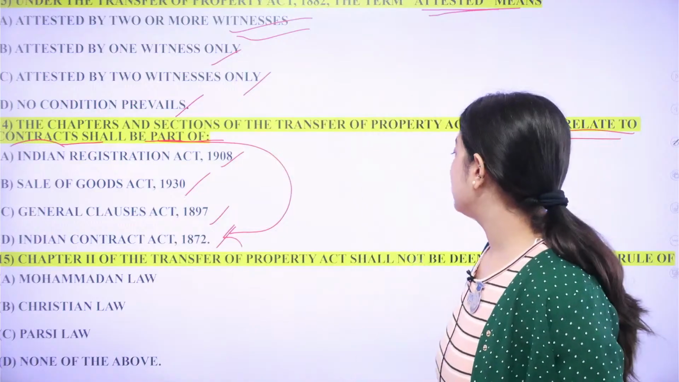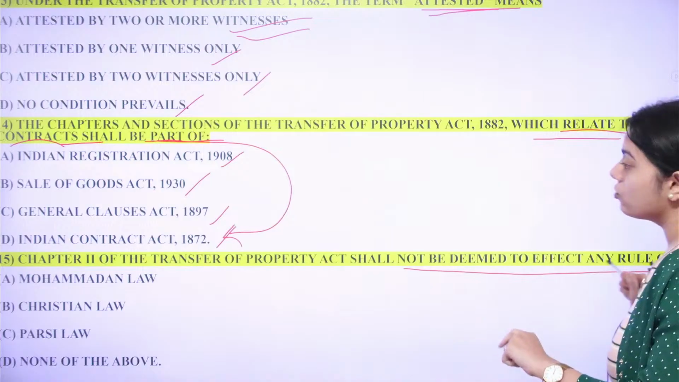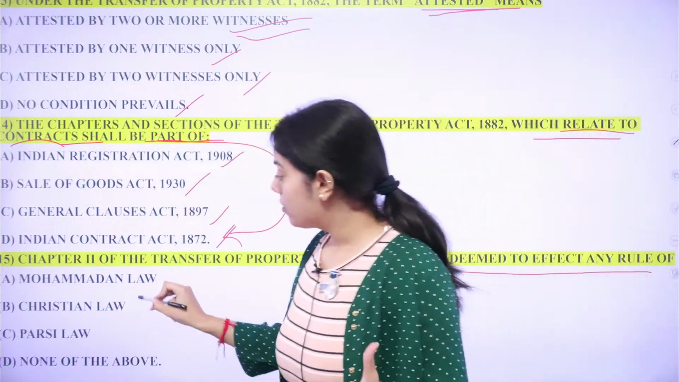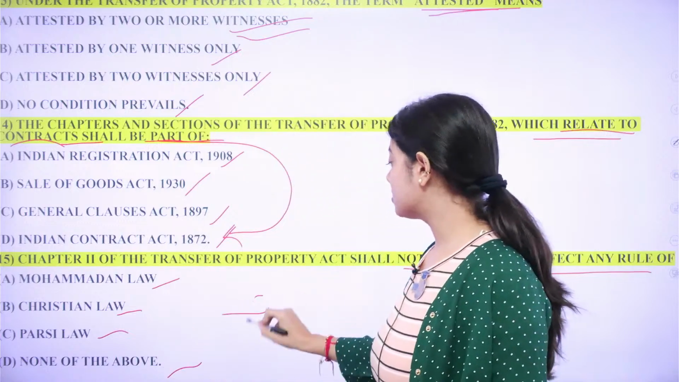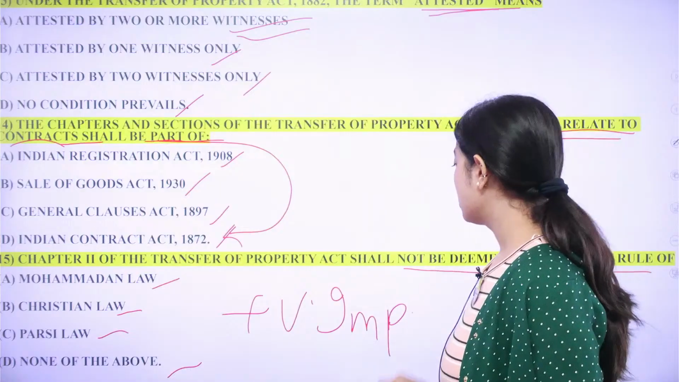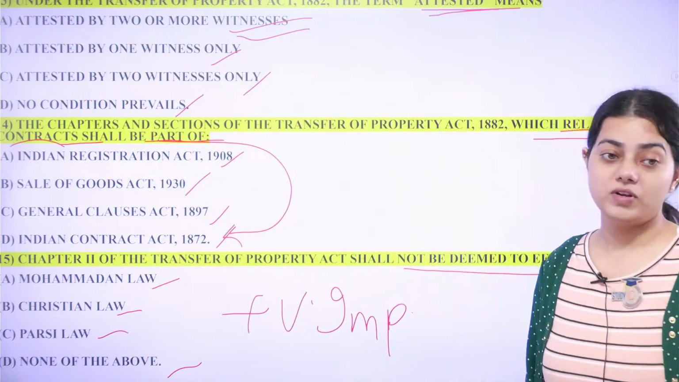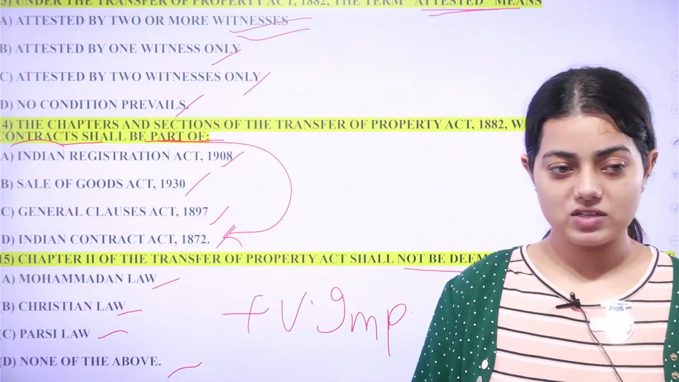Chapter 2 of the TPA shall not be deemed to affect any rule of which law? Mohammedan law, Christian law, Parsi law, or none of the above. This question is very important. I have seen this question a lot in the previous exams. Let's move to question number 15. Everyone is right.